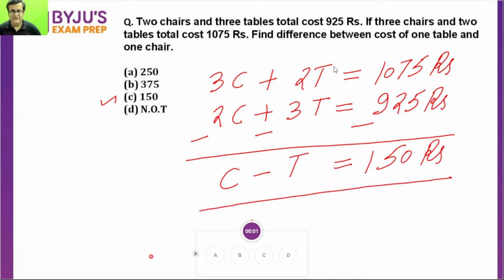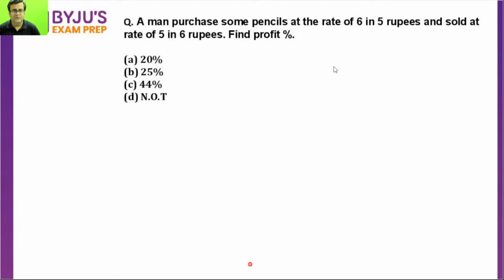Is the point clear to everyone? 3C plus 2T, 3 chairs and 2 tables, the total value is 1075 rupees. 2 chairs and 3 tables, 925 rupees. The gap between these two is 150. That is what you are supposed to find out. Okay. Next example, guys. Do it now.